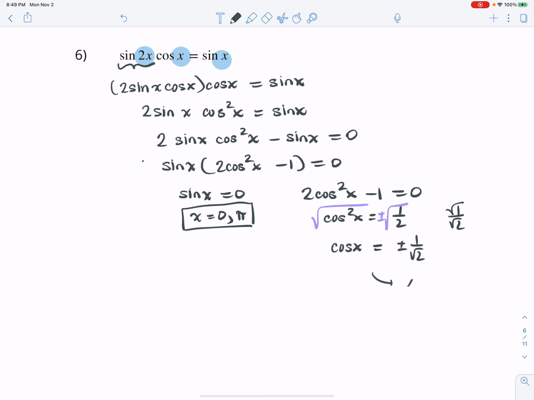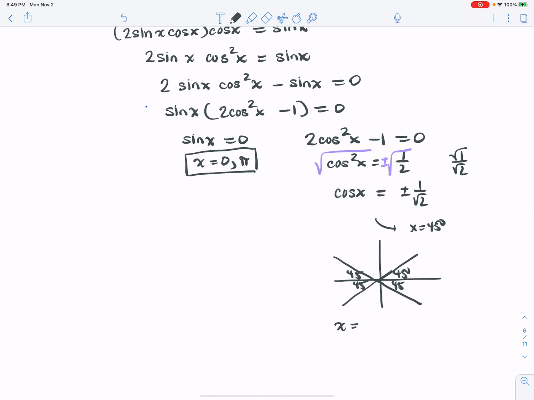And that means that my magic angle is 45 degrees. That's the angle that has that ratio. And since we want plus or minus, it really doesn't matter what we do because we want all 4 quadrants. So all 4 of those reference angles are 45 degrees. So that tells me right away that x is also equal to 45, 135, 225, and 315, which when converted to radian form, we get pi over 4, 3 pi over 4, 5 pi over 4, and 7 pi over 4.